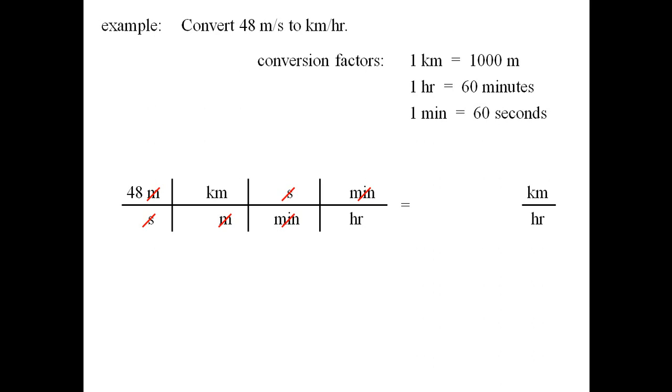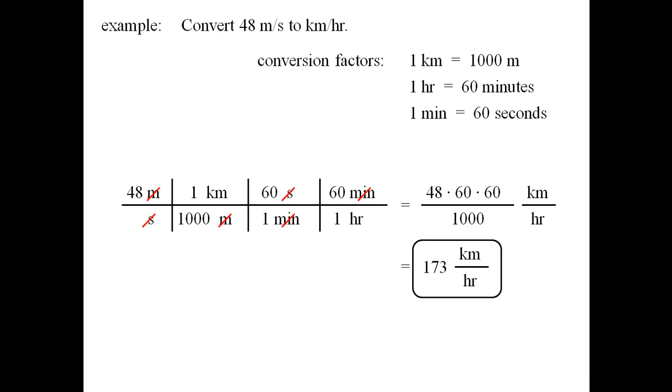So far so good. So now I put my numbers in. Again, pay attention and make sure that you put them in the right place. It's easy to make a mistake. And then multiply across the numerators, multiply across the denominators, do your calculation, and it turns out to be 173 kilometers per hour. 48 meters per second, 173 kilometers per hour. Those are the same speed.